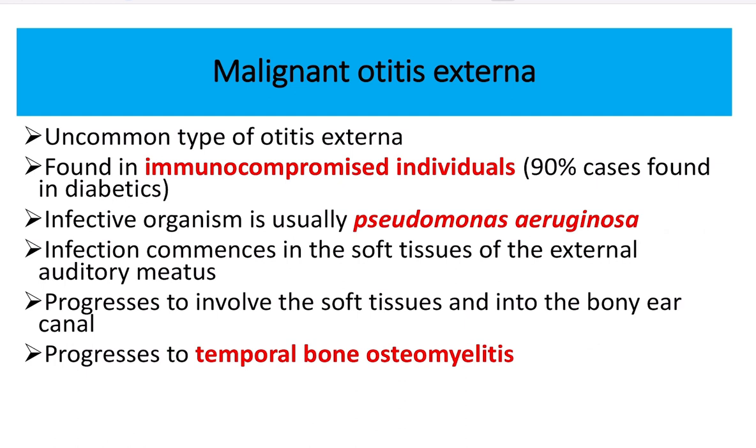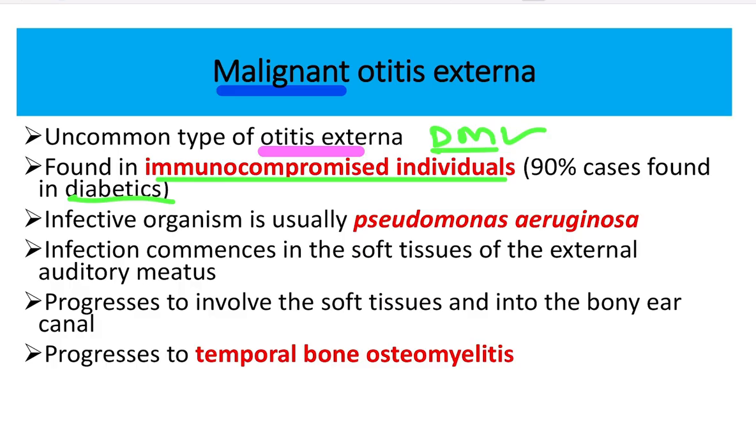So first of all, let's look at malignant otitis externa. That means inflammation in the external ear, which looks malignant, but it is totally a benign condition. It is an uncommon type of otitis externa, and it occurs only in diabetic or immunocompromised patients. It usually occurs in diabetic patients, and is also found in immunocompromised individuals, such as those with chronic kidney disease and other systemic diseases such as rheumatoid arthritis and systemic lupus erythematosus.